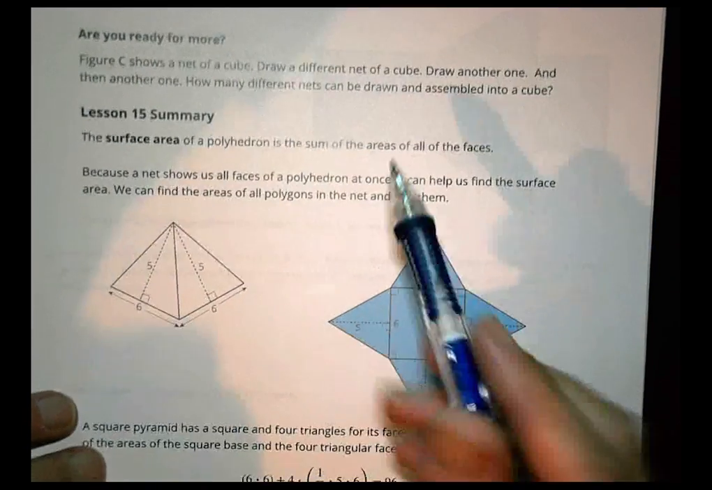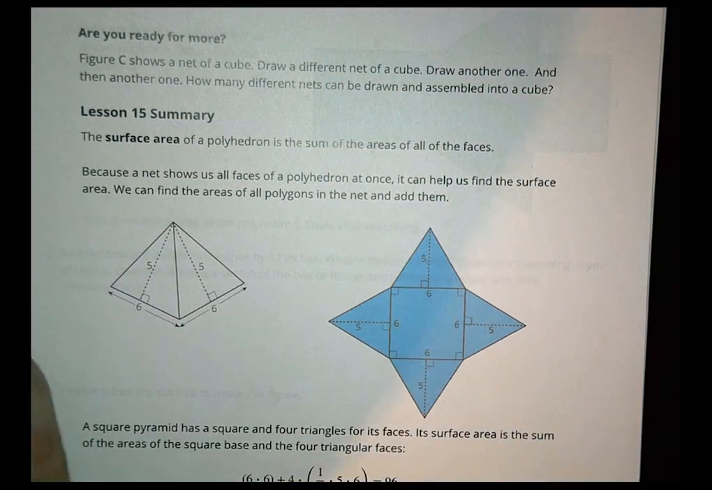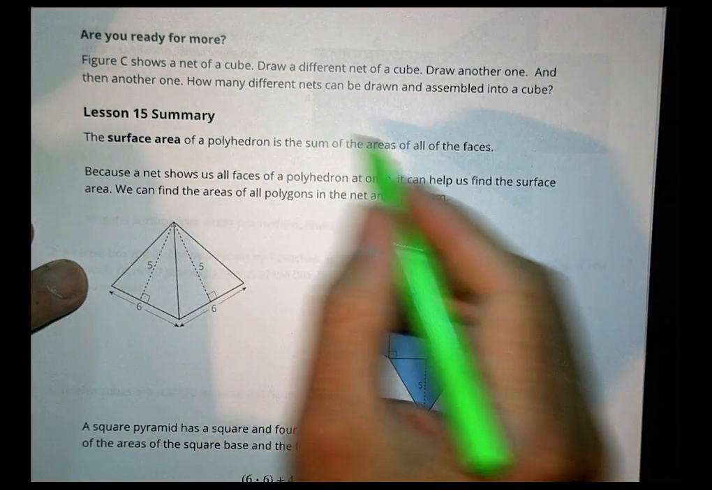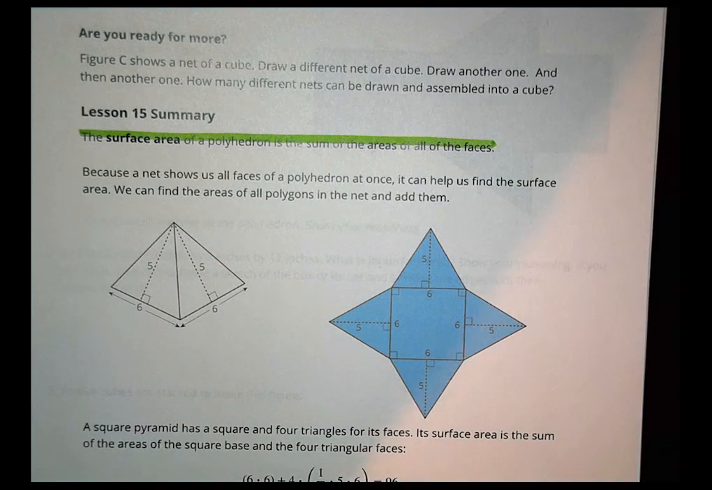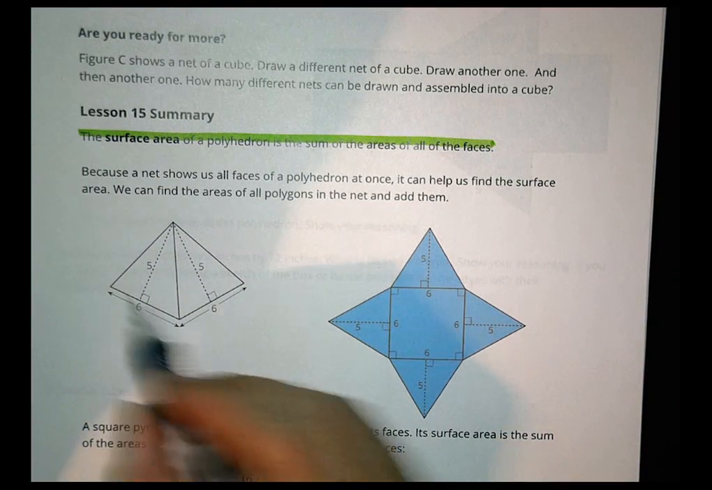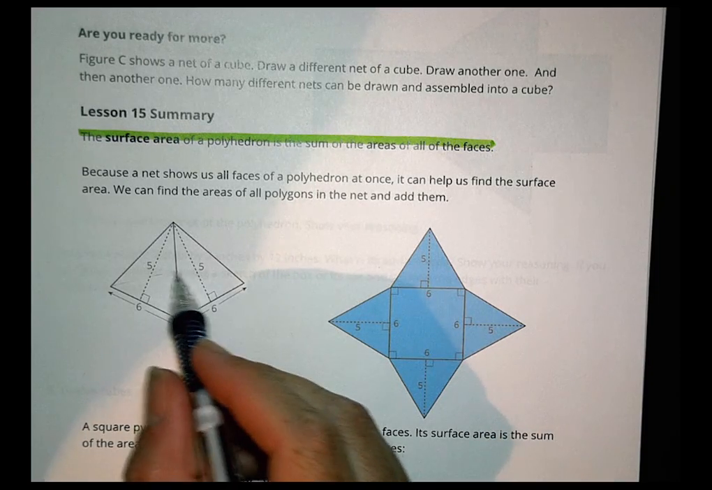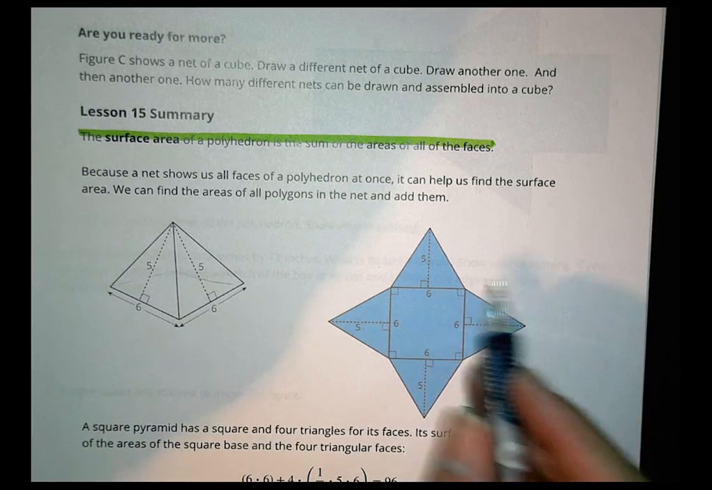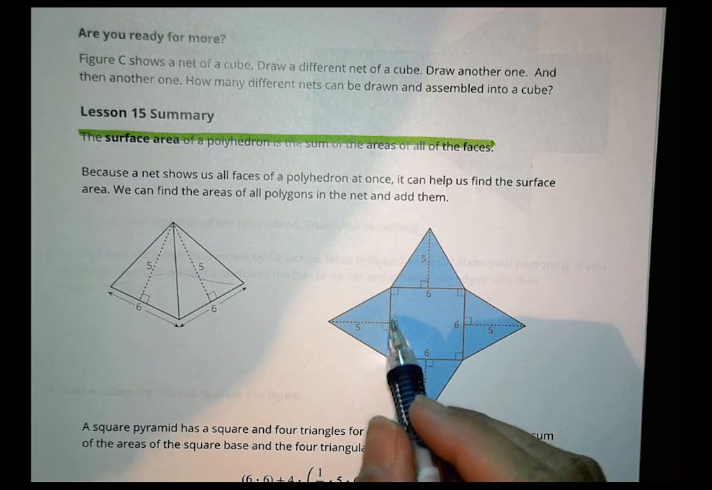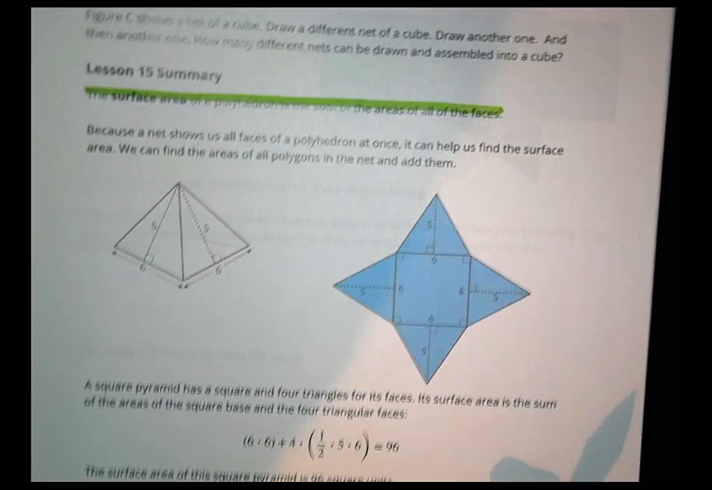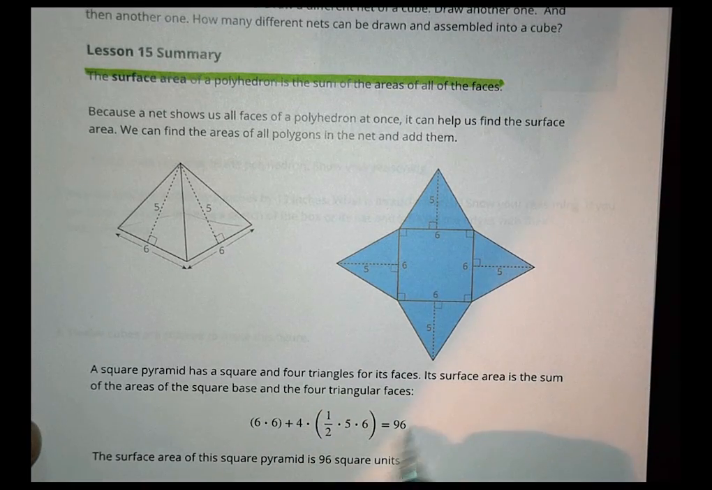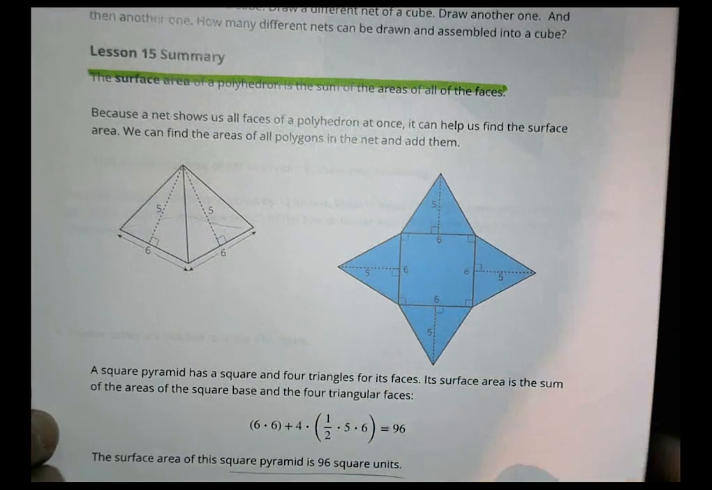Okay? Alright. The surface area of a polyhedron is a sum of all the areas of all the faces. So when I take this square pyramid here, we have all these faces, and if I fold it apart into a net, I can see I have the 6 by 6, and I have these triangles that have a base of 6 and a height of 5. If I combine all of that together, it will give me the surface area. In this example, we end up with a square pyramid with a surface area of 96 units. We're going to pause there, give you a moment to do your homework, and then we'll come back and check it in just a second.